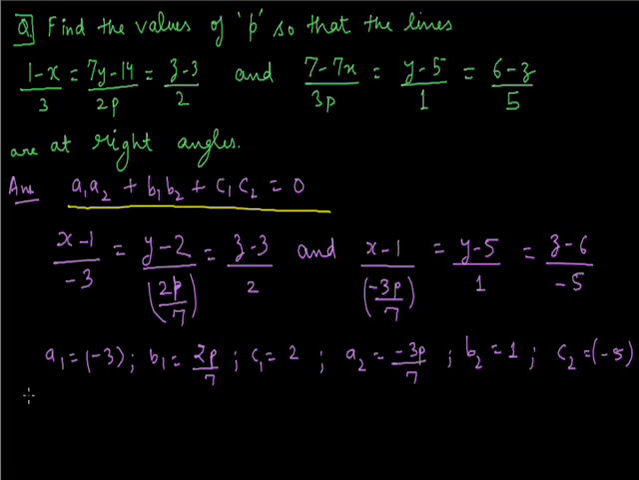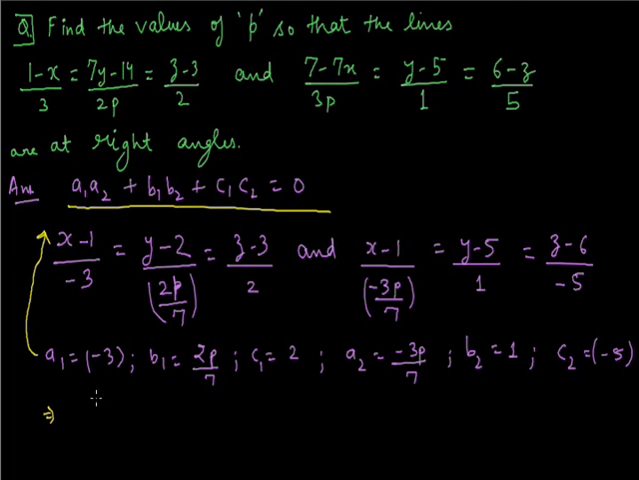Let's put the values of a1, b1, c1, a2, b2, c2 in the above equation. No, we need to find the values of p. So we will just put the values in this equation and find the value of p. So here we don't need the LHS part.